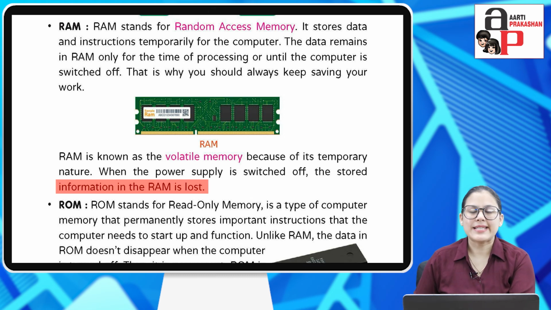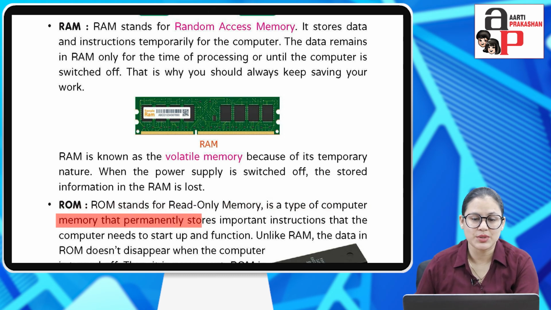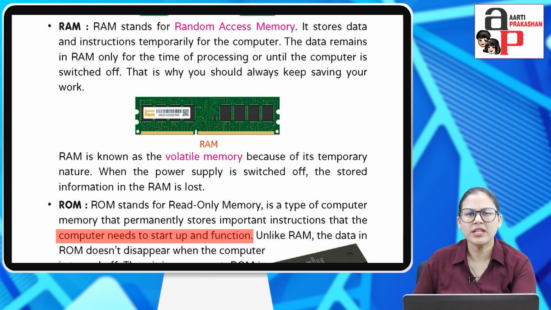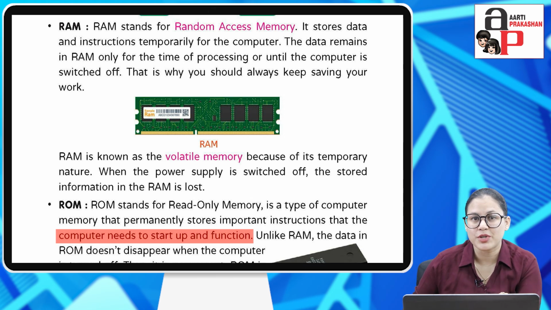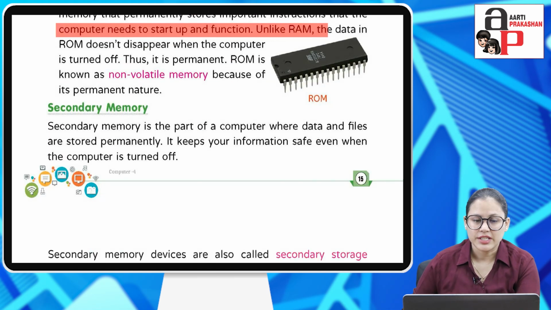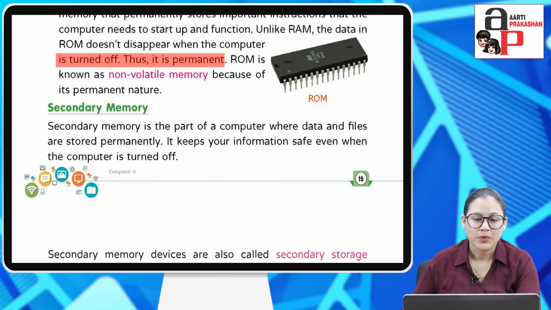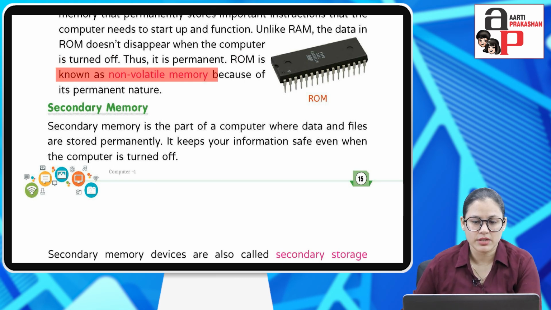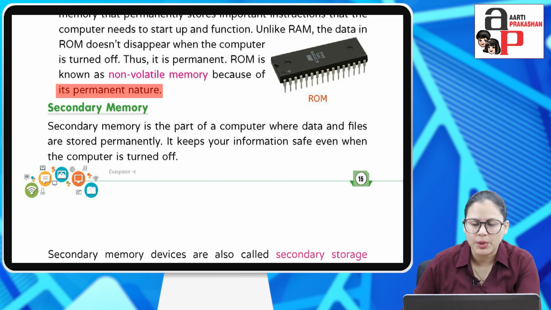Next, ROM. ROM stands for read-only memory. It's a type of computer memory that permanently stores important instructions that the computer needs to start up and function. This is the main difference between RAM and ROM. ROM stores important information or instructions permanently. Unlike RAM, the data in ROM doesn't disappear when the computer is turned off. Thus, it is permanent. ROM is known as non-volatile memory because of its permanent nature, because instructions and information are stored permanently.